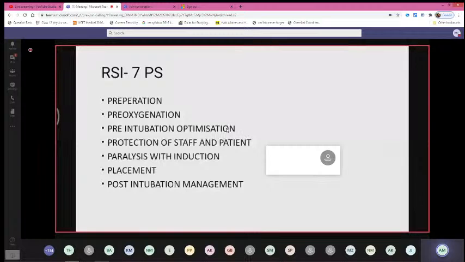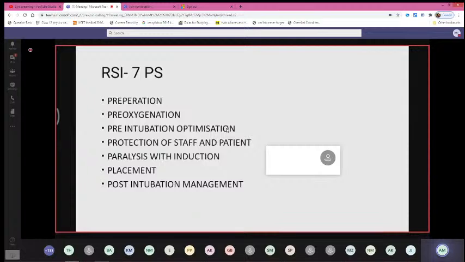So to prevent such dangerous hypoxemia, you follow what is called rapid sequence induction, which consists of 7 Ps, especially for those of you interns working in the intensive care unit, you'll be aware that it consists of proper preparation, like before intubation, all equipment should be ready: a working laryngoscope, adequate tubes, and intubating guides like a stylet, everything. Then we pre-oxygenate the patient, then pre-intubation optimization like starting an IV line and rushing fluids to prevent hypotension at the time of induction.